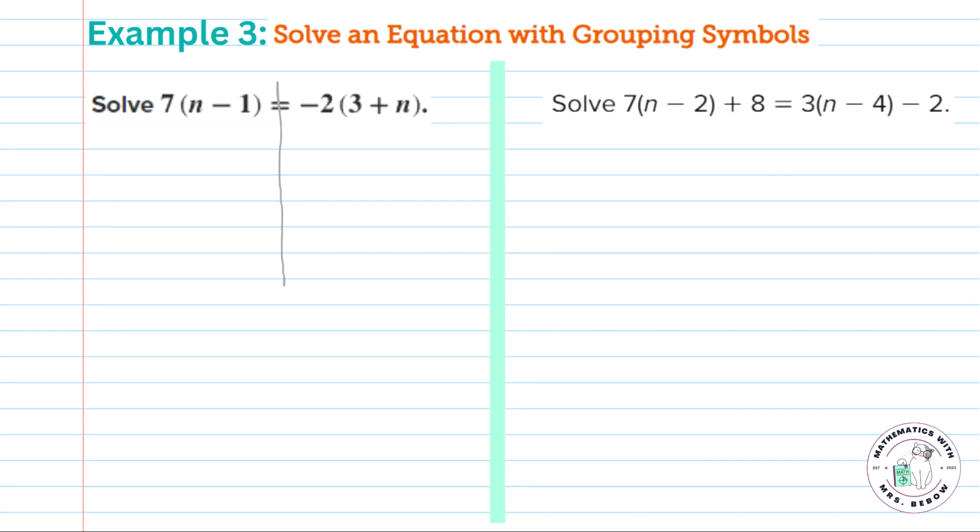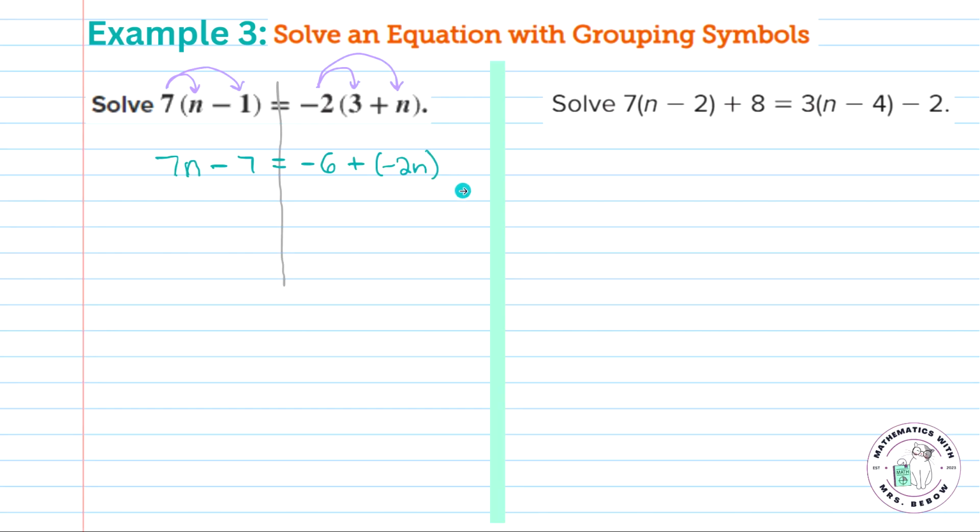So we're going to take that 7, multiply by n, and multiply by the 1. We're also going to be applying the distributive property on the right-hand side, doing -2 times 3, and then -2 times the n there. So now 7 times n is just going to be 7n. Minus 7 times 1, which is 7. I have my equal sign. -2 times 3 is -6. Bring down my plus sign. -2 times n is a -2n.